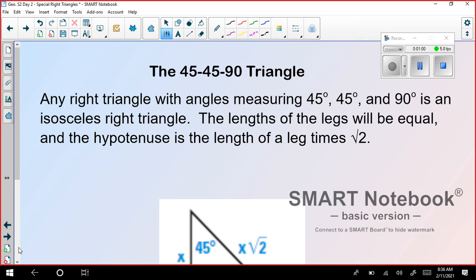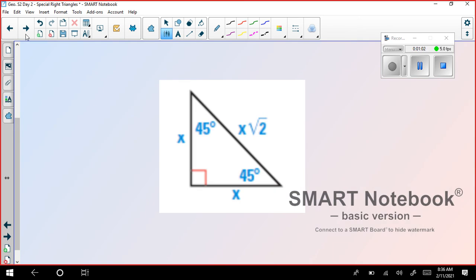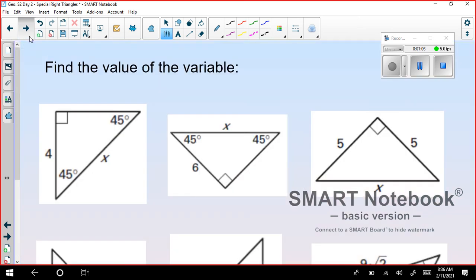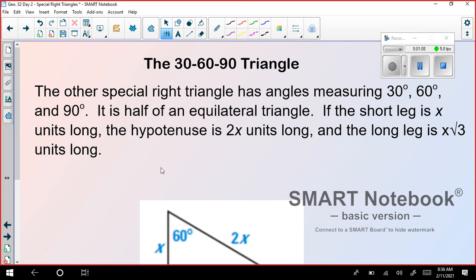Today, we saw what is 45, 45, 90. We will discuss further about the 30, 60, 90 triangle. We saw these examples as well. The 30, 60, 90 triangle is the other special right triangle, and has angle measures of 30, 60 and 90 degrees.